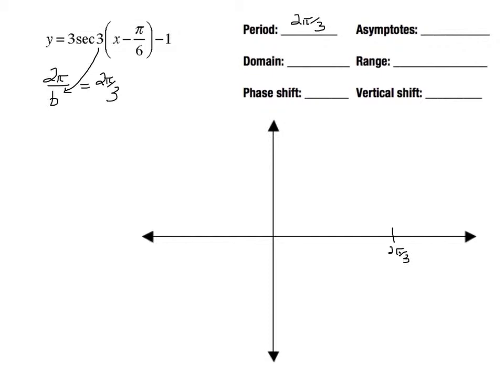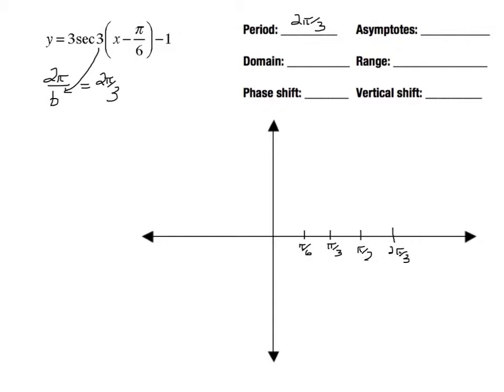And I'll go half of that, which is pi over 3. Half of that, which is pi over 6. And then I know I'm counting by pi over 6's, so when I do my count, I can go 1 pi over 6, 2 pi over 6, 3 pi over 6, 3 pi over 6 right here, which is pi over 2.